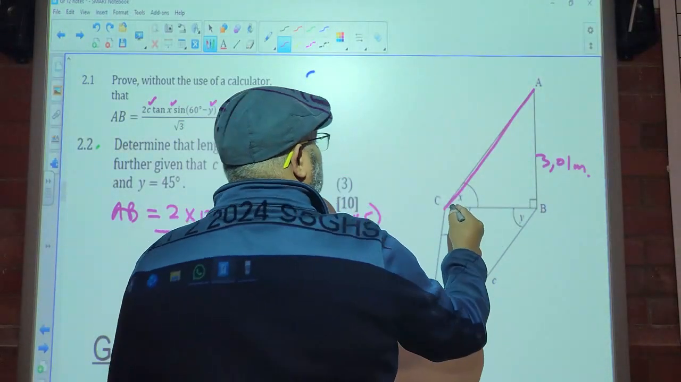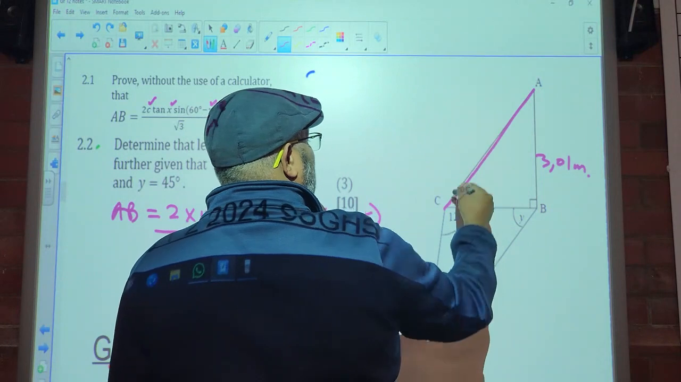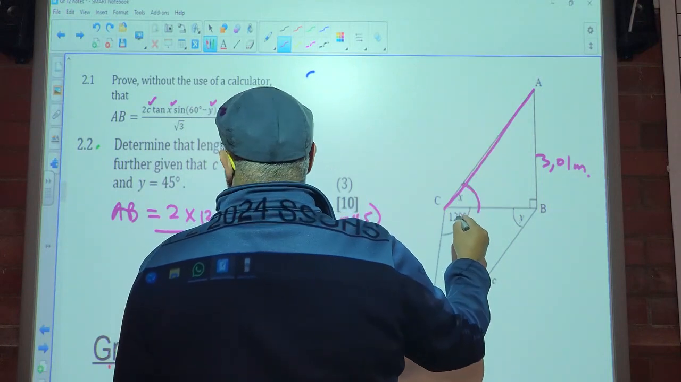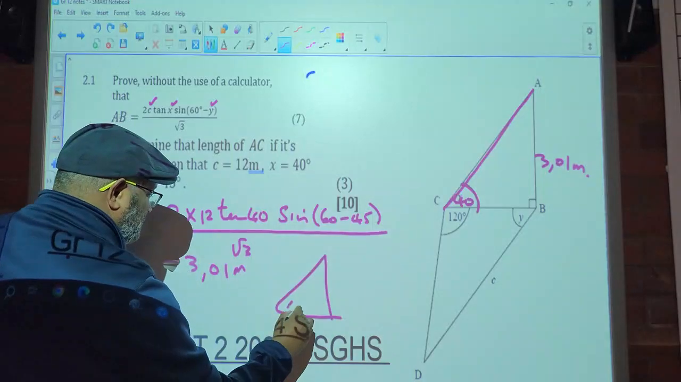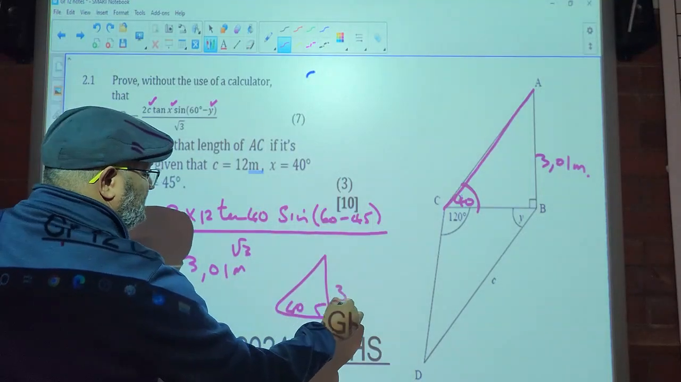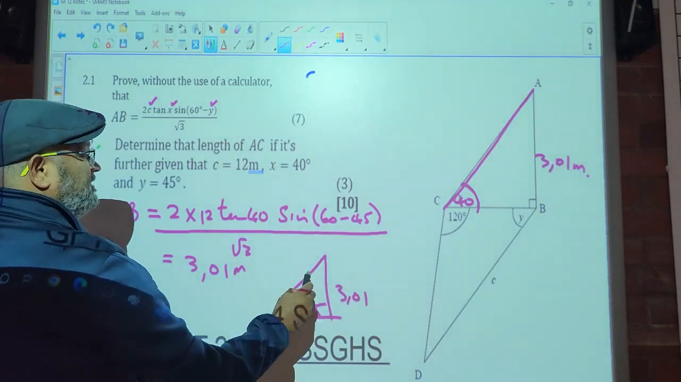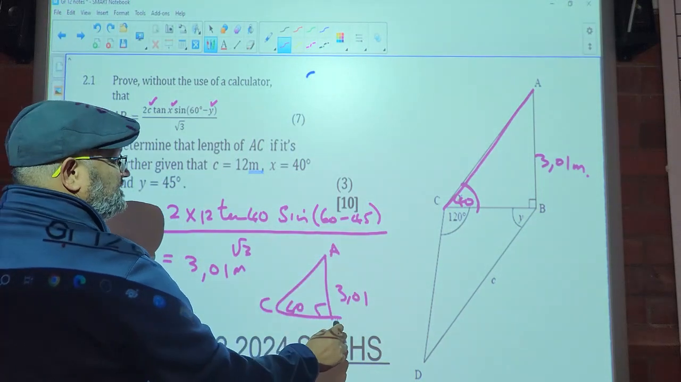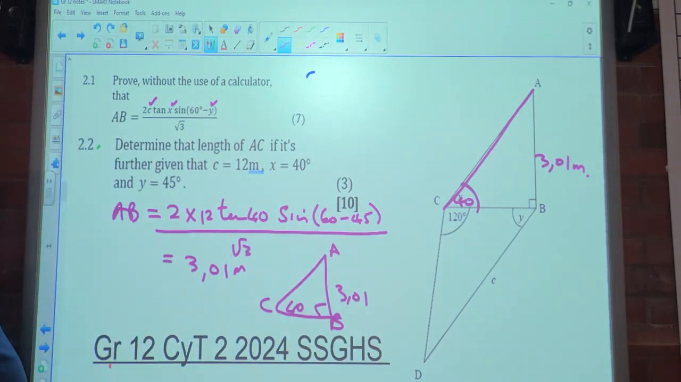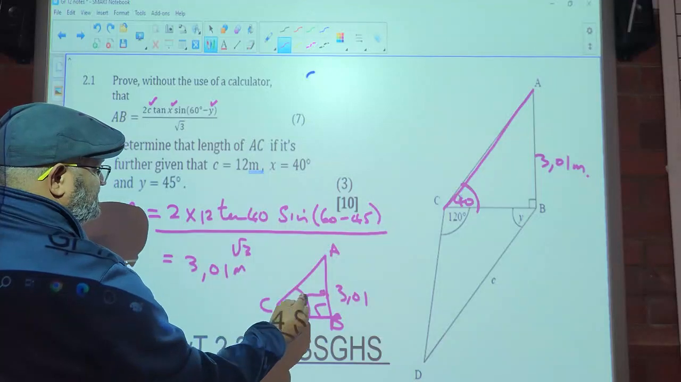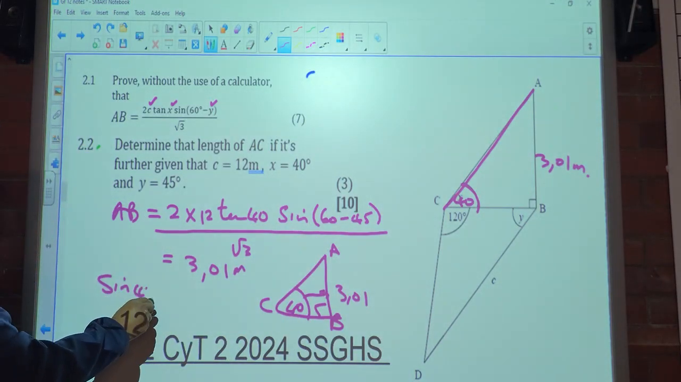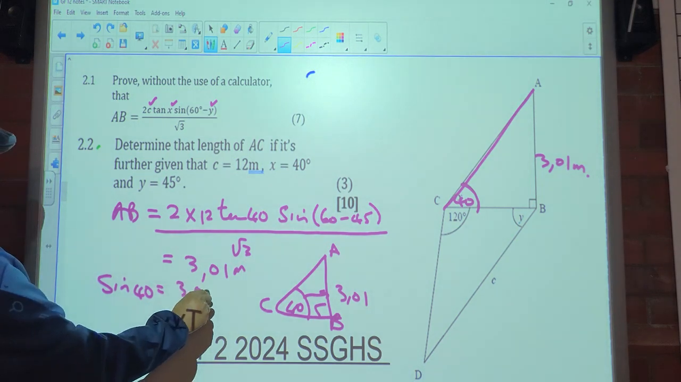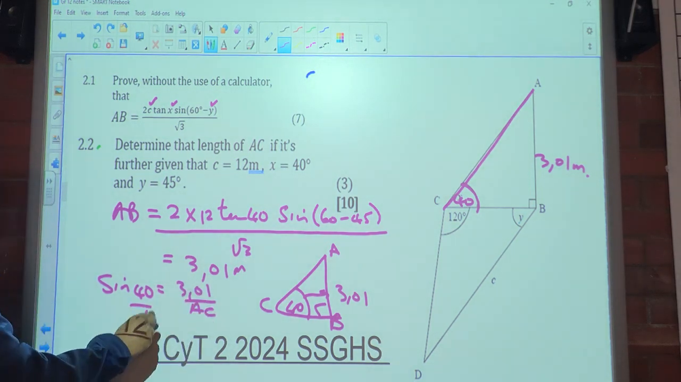So remember, what do they actually want? They actually want AC. So x, I know it's 40 degrees. So I have a triangle looking like this. So there's 40. That is 3,01. That's your 90. And you must calculate the hypotenuse here. So which trigonometric function uses opposite and hypotenuse? So I now say sine of 40 equals 3,01 over AC.